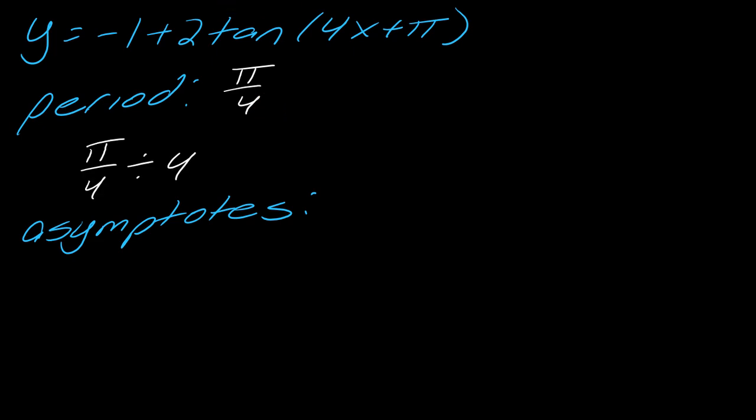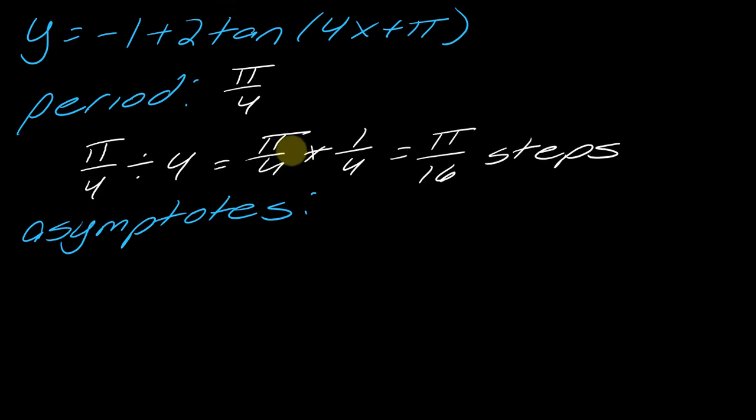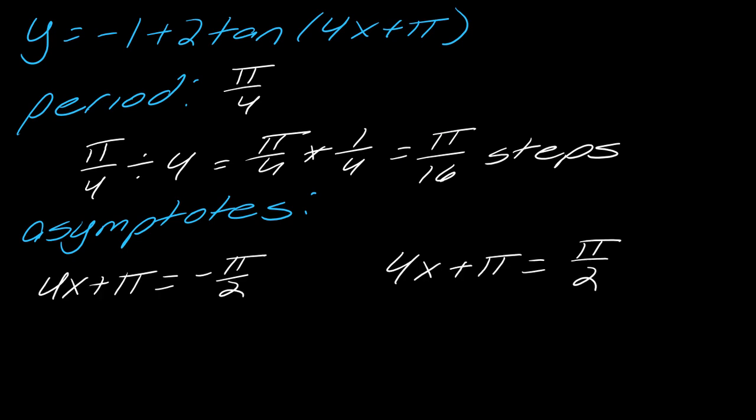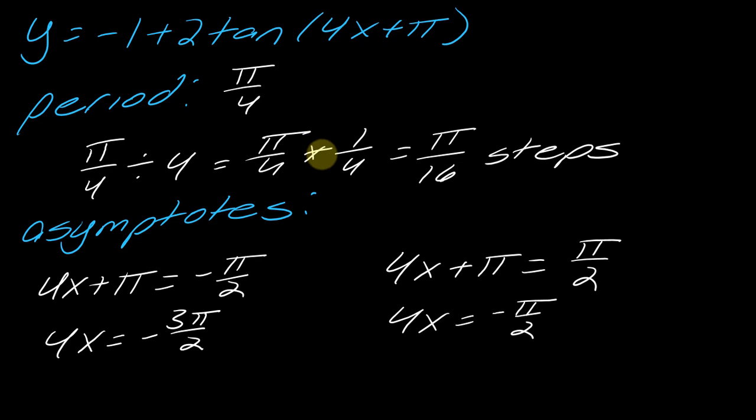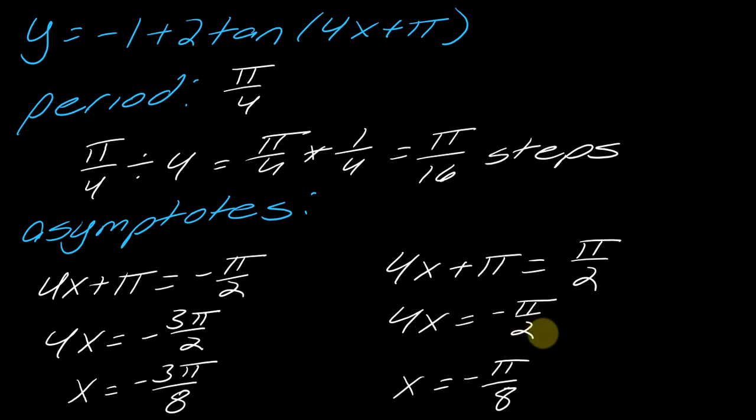And so what that means is if I take pi over 4, remember when you divide by 4, that's the same as multiplying by 1 over 4, so this is going to be pi over 16 steps. So these are the steps that I want to take in my table. Then for my asymptotes, this is tangent, so I'm going to set the inside part equal to negative pi over 2 and pi over 2. So then I go through and I do the work. I subtract this pi, so I'm left with 4x equals negative 3 pi over 2 and 4x equals negative pi over 2. And then when I finish this, this becomes negative 3 pi over 8 and negative pi over 8. So this will be a little challenging in setting up the table.